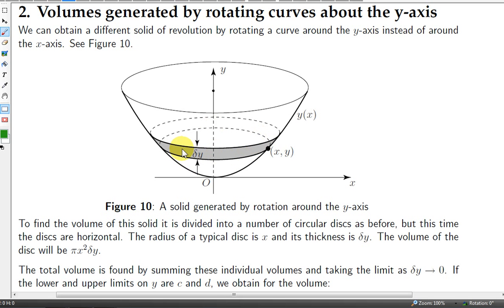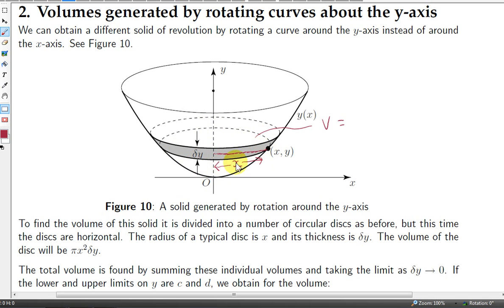Here we have the radius of the cylinder, well, the radius of the lower circle. Again, as delta y goes to 0, the top circle will be approximately the same as the bottom circle, so we'll roughly have a cylinder. So what is this distance from here to here? Well, it's obviously just x. It's just the x value of this point.